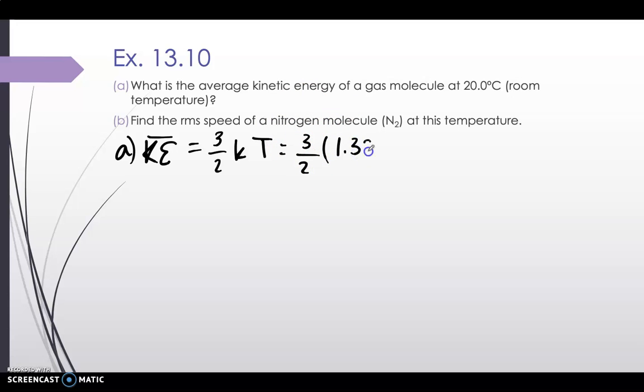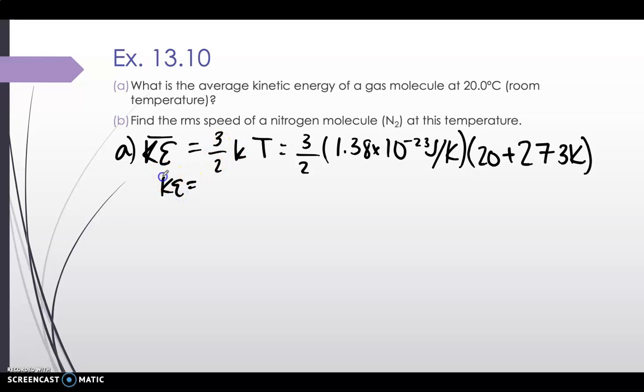So K is 1.38 times 10 to the negative 23 joules per Kelvin, and our temperature is 20 degrees Celsius, but again we need to make that into our SI units, into Kelvin. So our kinetic energy then, our average kinetic energy, that's what this bar means in this case, is 6.07 times 10 to the negative 21 joules. So that's the average kinetic energy of a gas molecule at room temp.